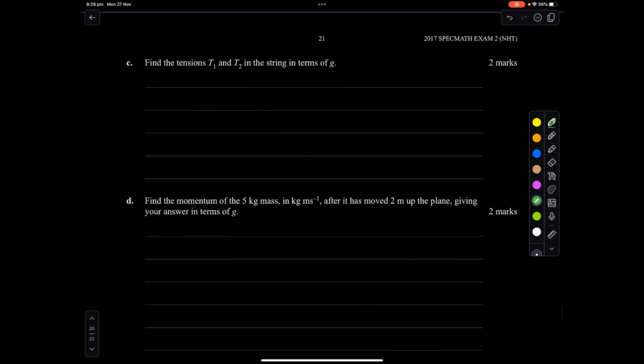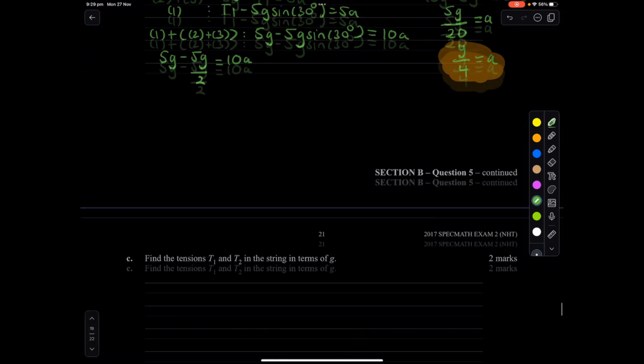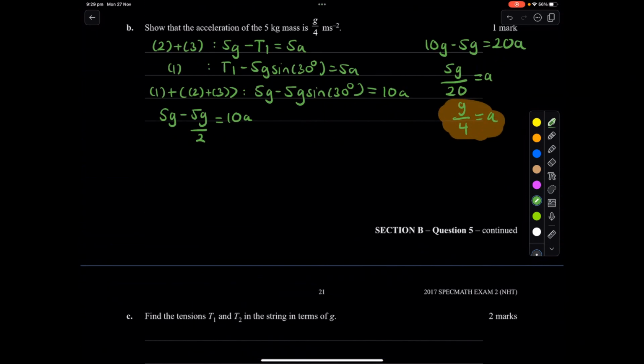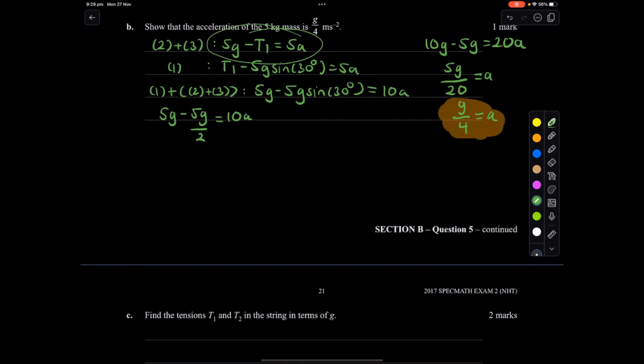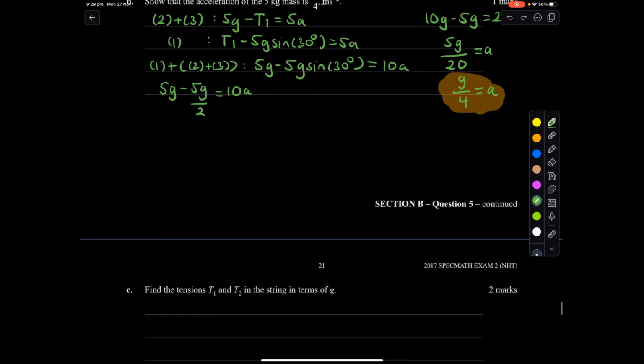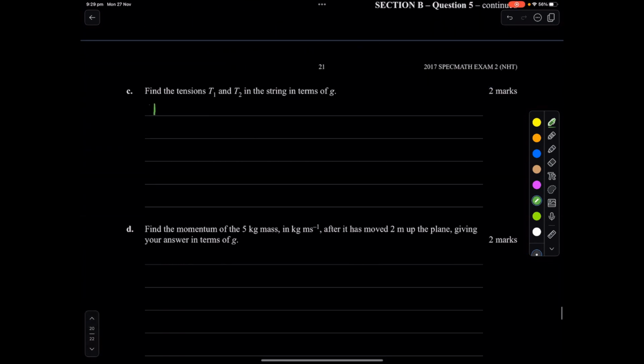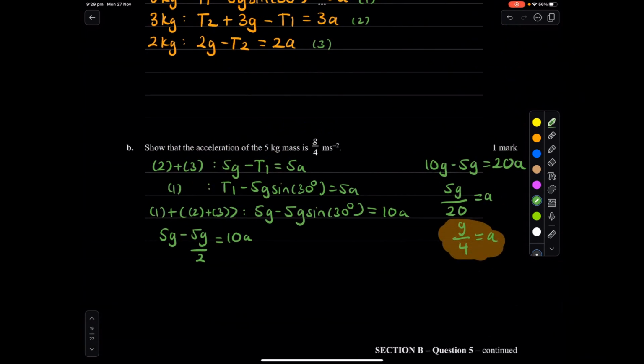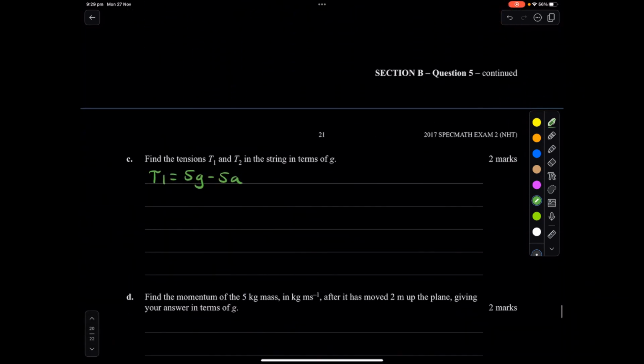Find the tension T1 and T2 in the string in terms of g. Easy. We've already calculated the acceleration, and we already know the equations. For example, look at this one over here. If I rearrange this, tension 1 is just 5g minus 5a, isn't it? So, yep, 5g minus 5a.